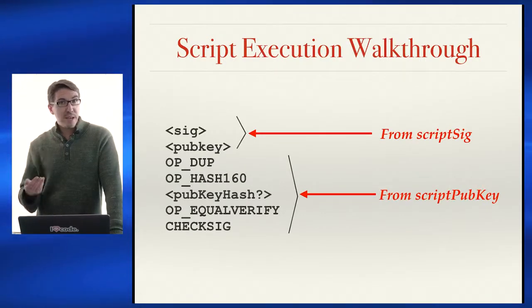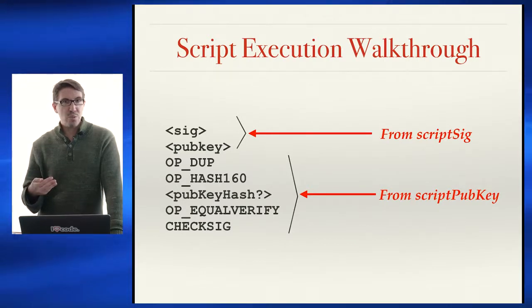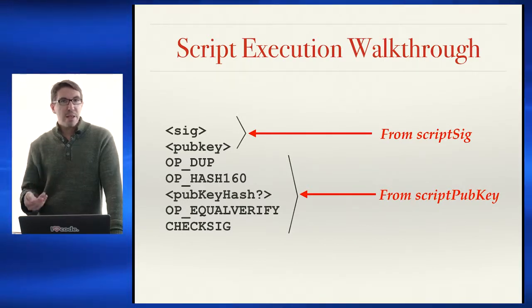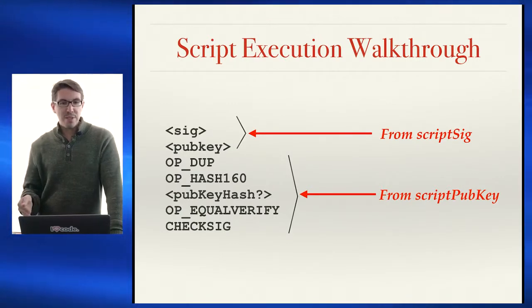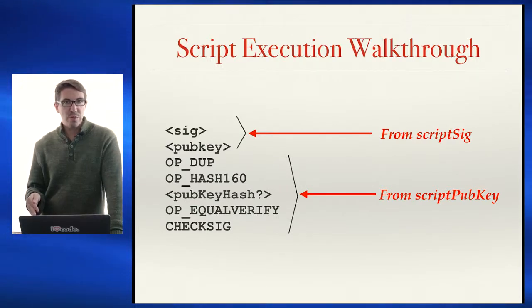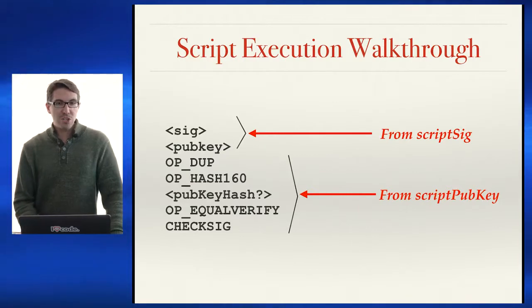From script sig from the previous transaction, we'll get sig and pub key. Our new transaction here is going to have OP_DUP, OP_HASH160, pub key hash that was specified, what address we're sending it to, then OP_EQUALVERIFY, and CHECKSIG.